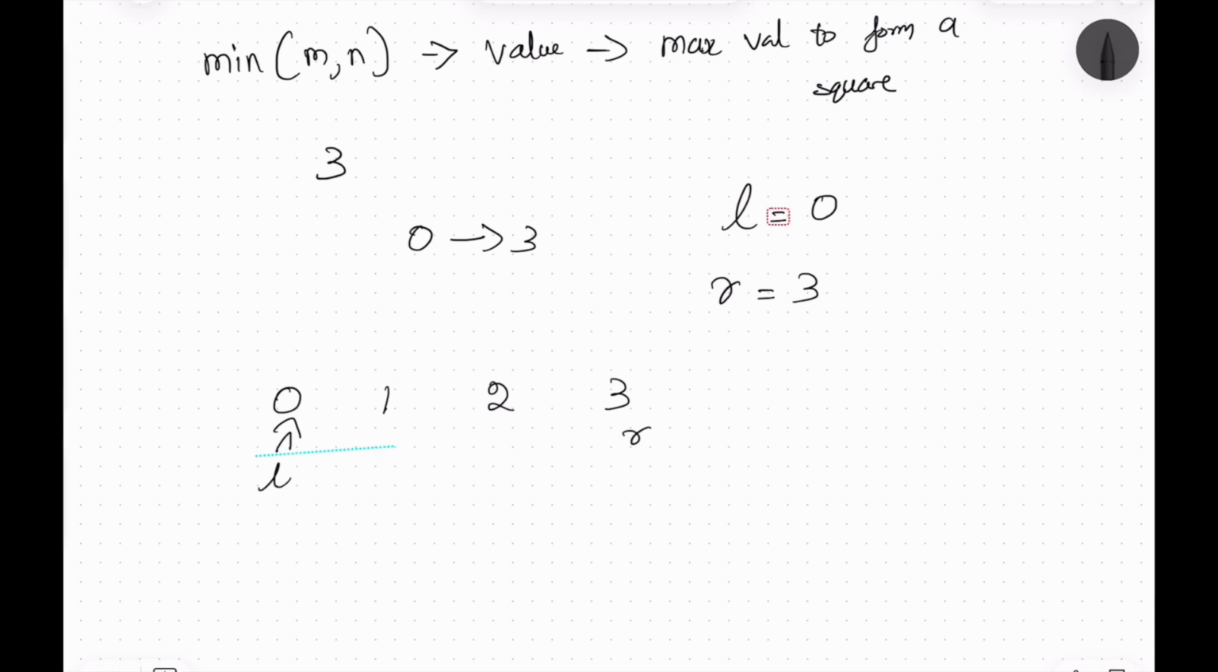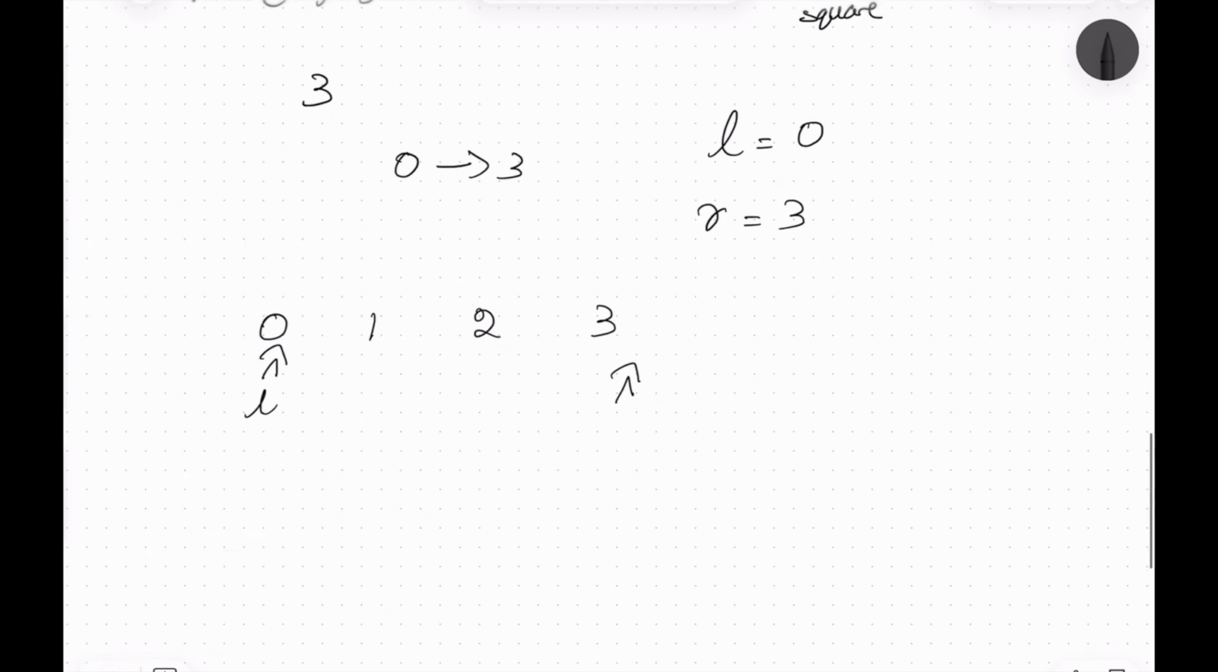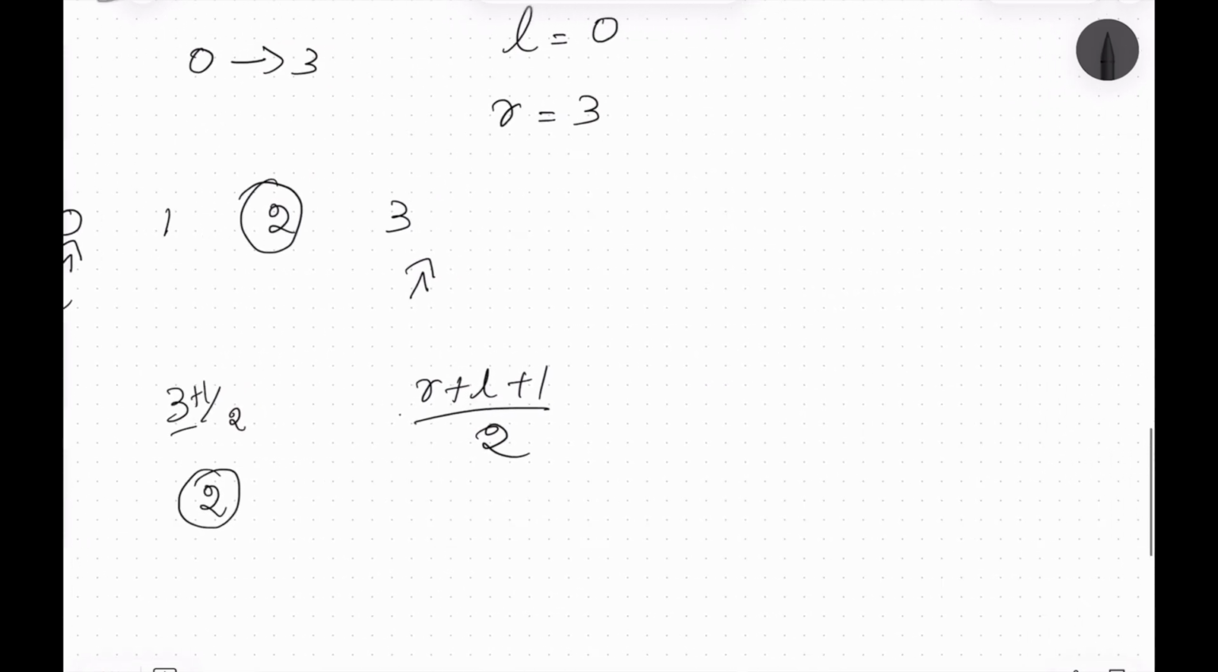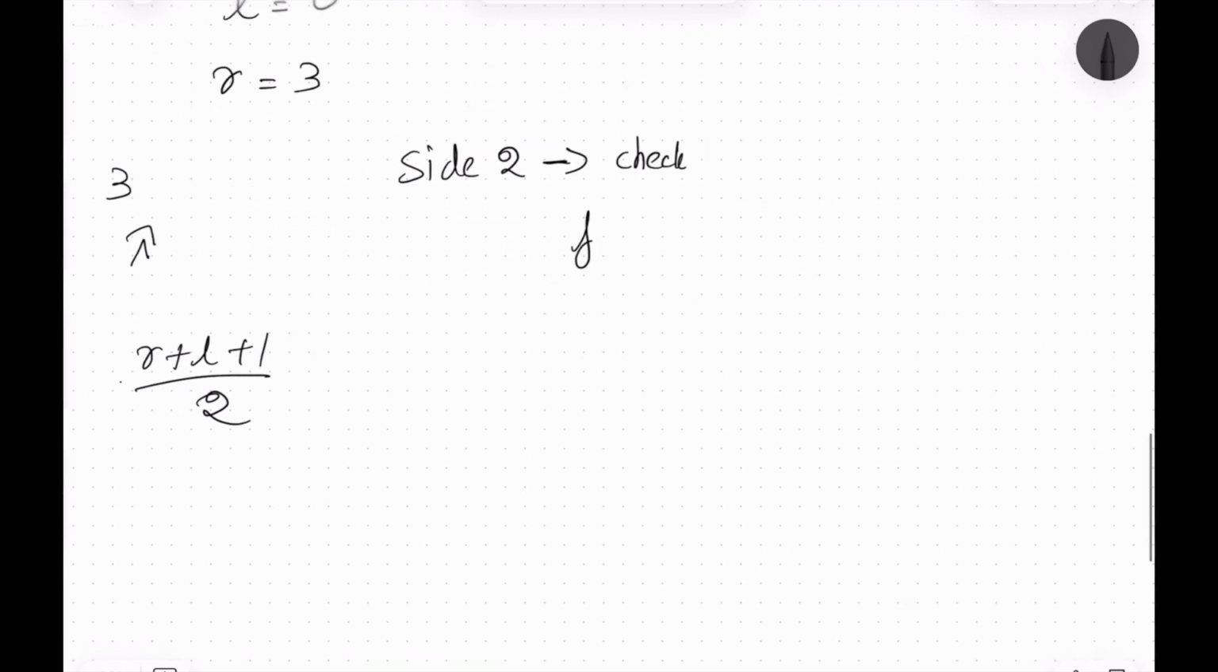Now we are looking for binary search, right? So now we will be calculating the mid value, and the mid value will be 3 by 2. No, this will be R plus L plus 1 by 2. So in that case plus 1, this will be 2, mid will be 2. So now for size 2 we have to find all the possible threshold, right?